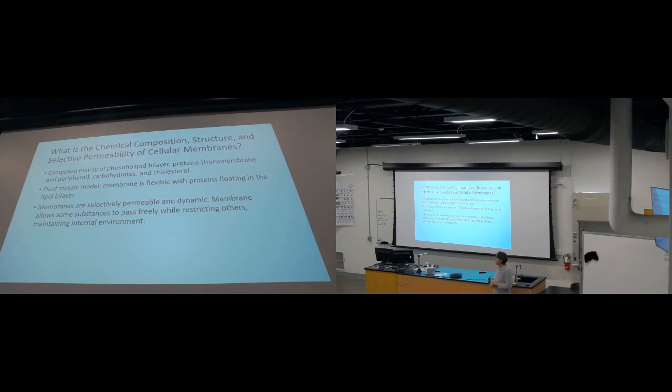The proteins can be transmembrane or they can be peripheral. And as well, you have carbohydrates in the plasma membrane. And you have other lipids like cholesterol that gives certain rigidity to the plasma membrane so that it won't be flimsy.